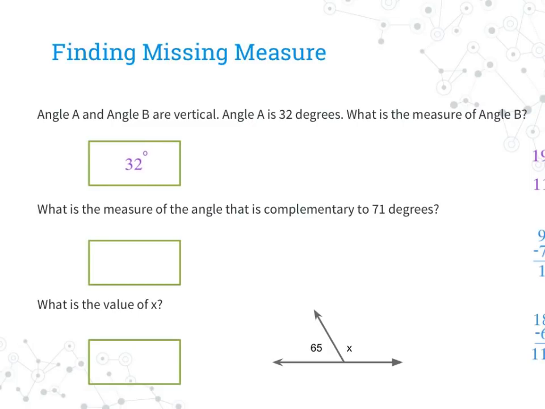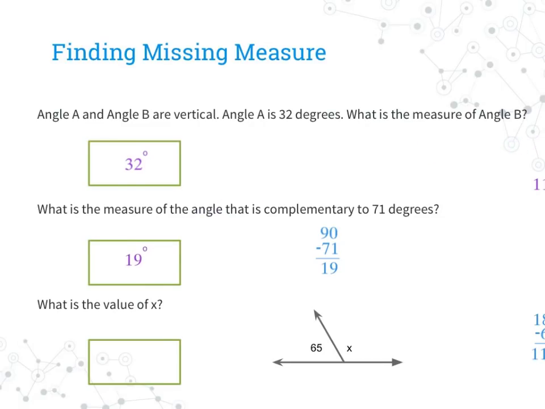Then it says, what is the measure of the angle that is complementary to 71 degrees? Again, I have to remember my angle relationships, so I know that complementary means two angles that add up to be 90 degrees. So I am going to have to do some math here, because I've got 90 and they gave me 71. I'm going to subtract 71 from 90. And when I do that, 90 minus 71 is 19. So I know that my answer is 19 degrees.